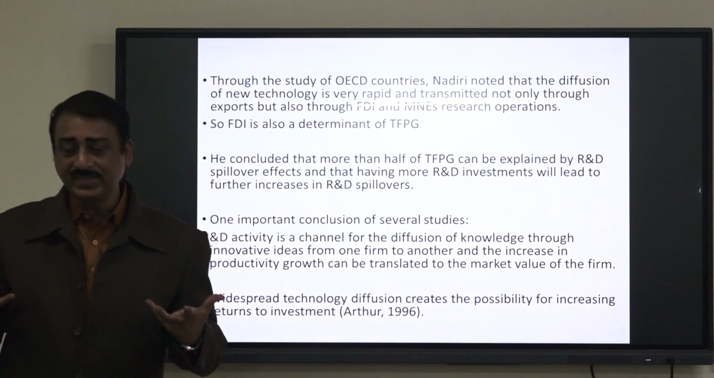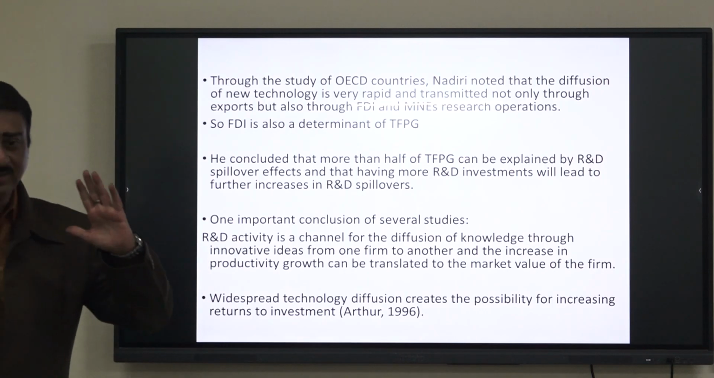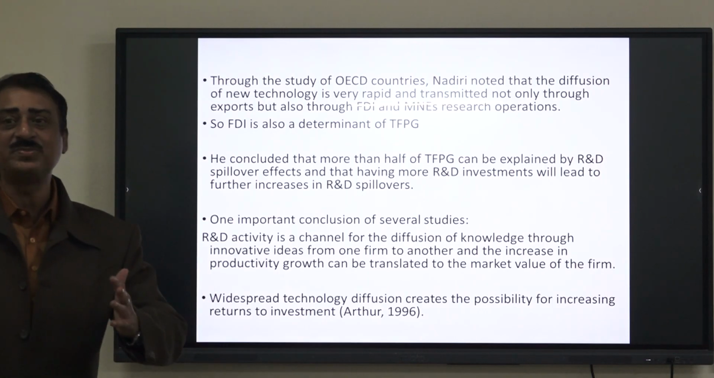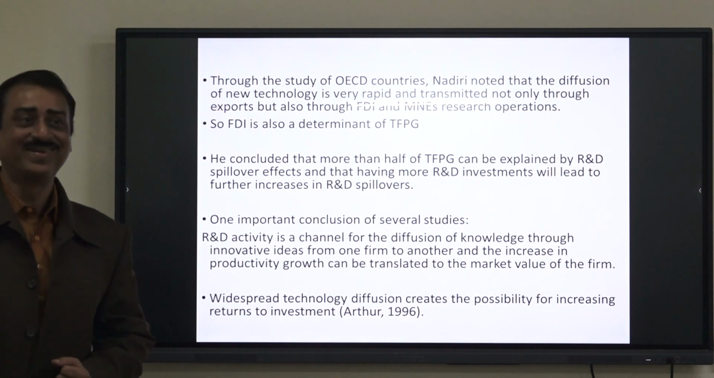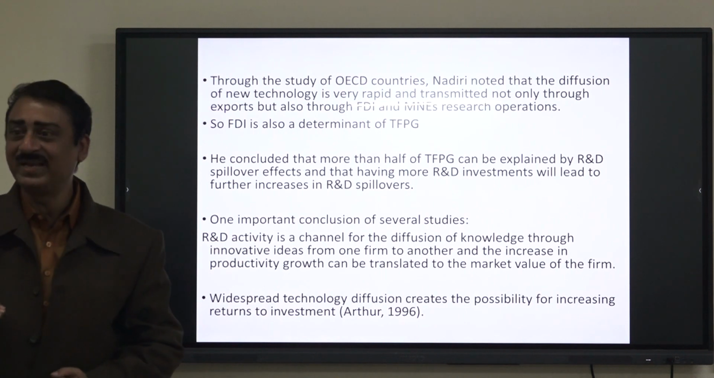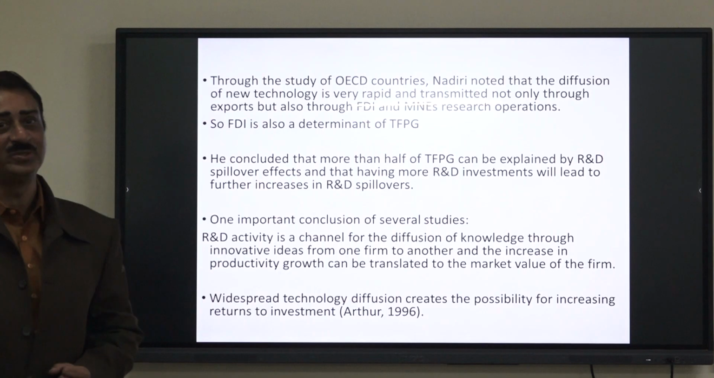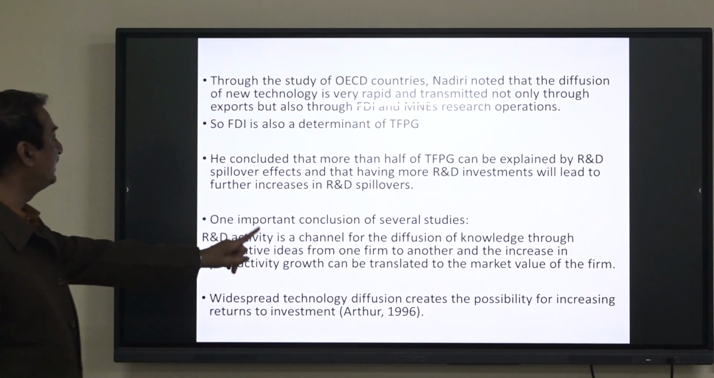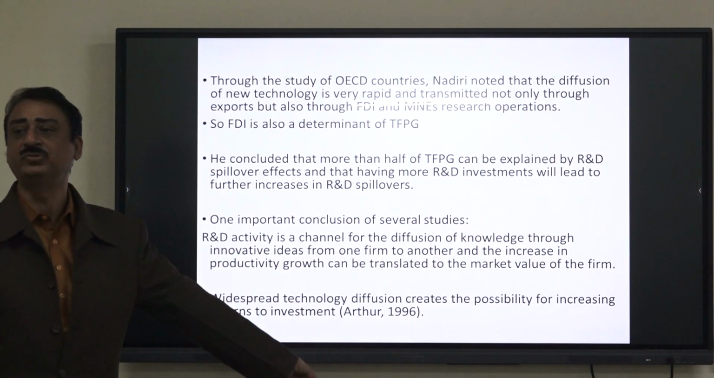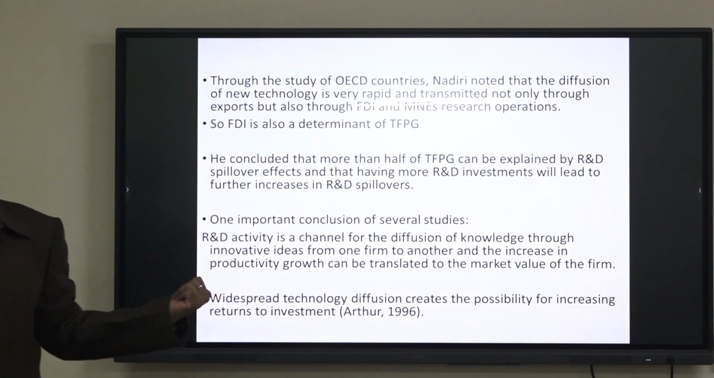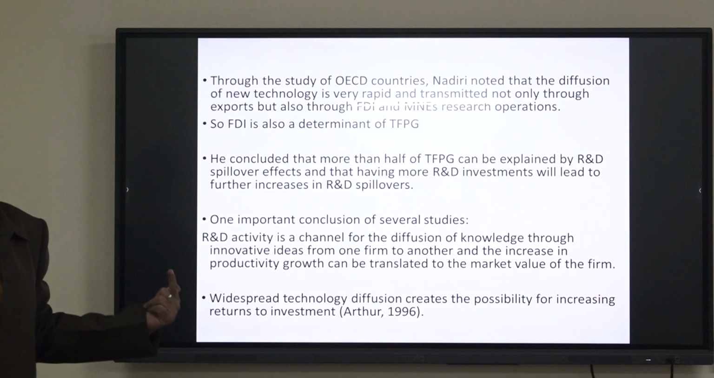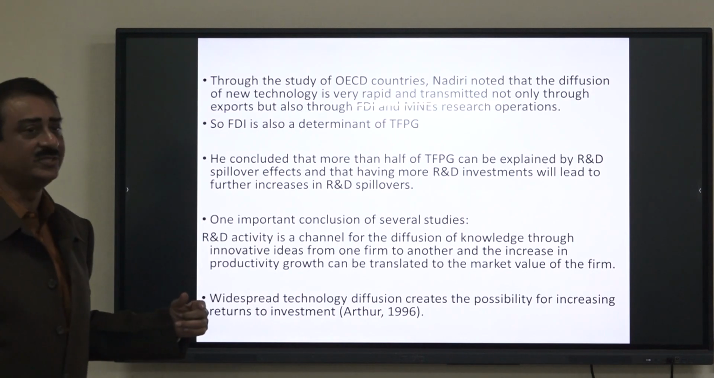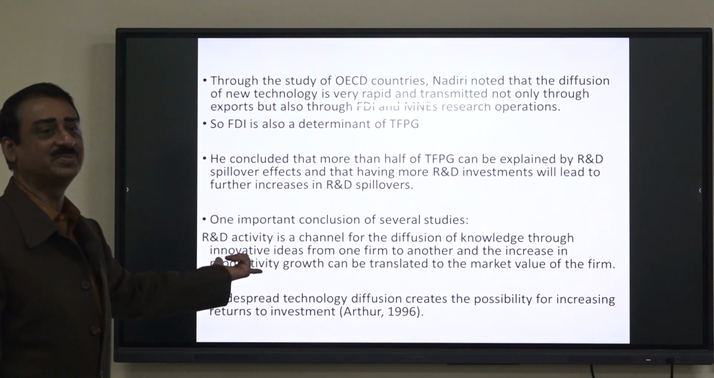You are always interested in the fact that if I am investing $100, I must be getting more and more returns. This year I get 5%, next year I should be getting 7%. So how is that possible? That is possible only when it is associated with technology diffusion. And what is the cause of technology diffusion? Technology diffusion can be realized only when you have enhanced R&D expenditure.